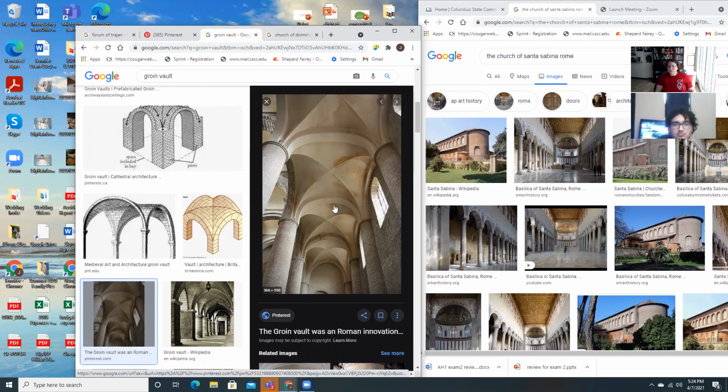And it starts in the Byzantine era, but we'll see that groin vault become more and more spectacular throughout the Byzantine eras and into the Gothic. At the end of the Gothic, the vaulting is just breathtaking.